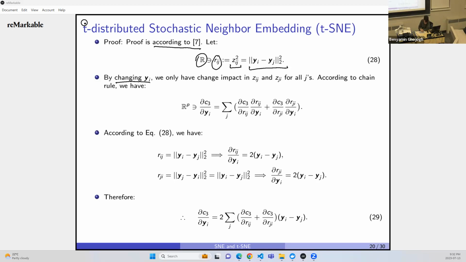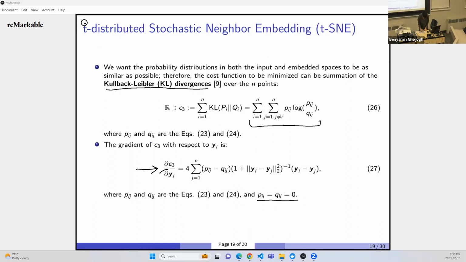Now if I change Yi, we only have an impact on Zij and Zji for all j's. Do you agree? Assume in the embedded space I change Yi. I'm taking the derivative with respect to Yi, right? So according to the definition of derivative, I should change Yi and see what is impacted.